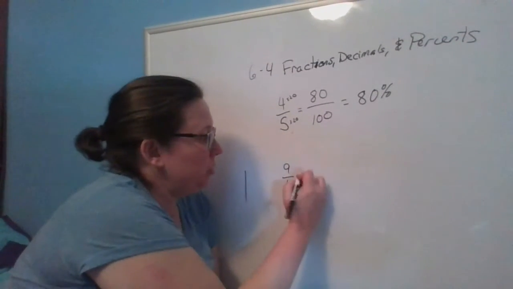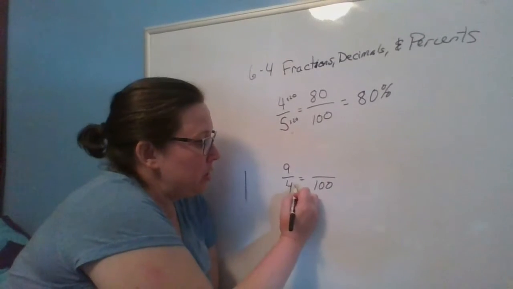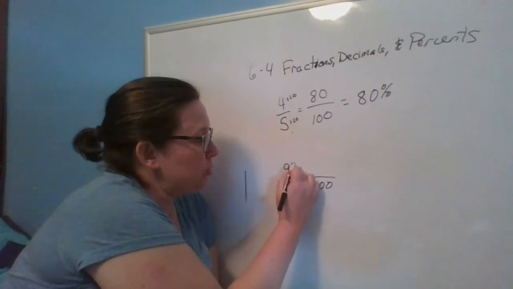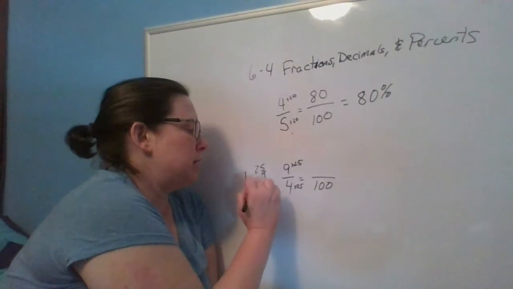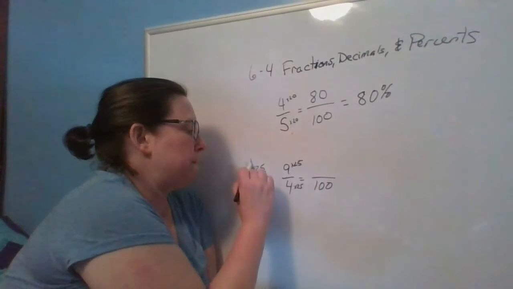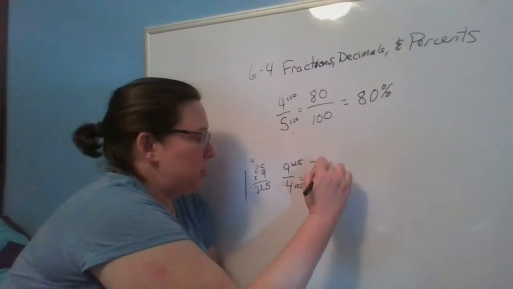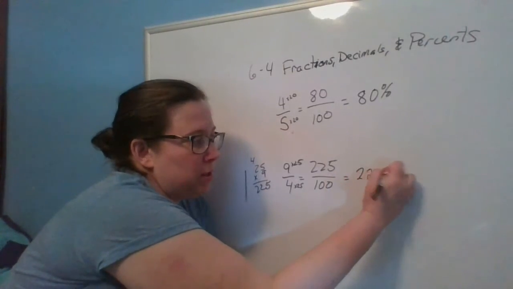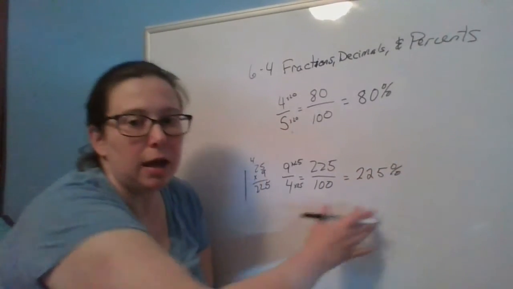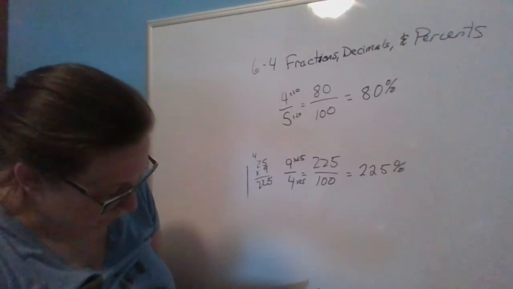The next one is 9/4. So again, we are going to want to change that denominator to be 100. This time we need to multiply by 25. So 25 times 9 would be 225. So 9/4 equals 225%. And yes, it is okay to have a percentage over 100.